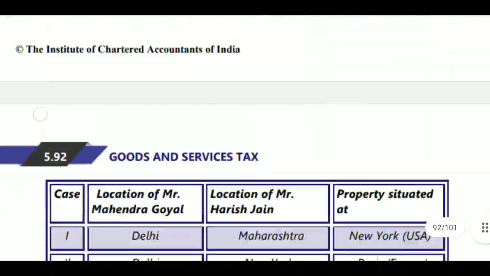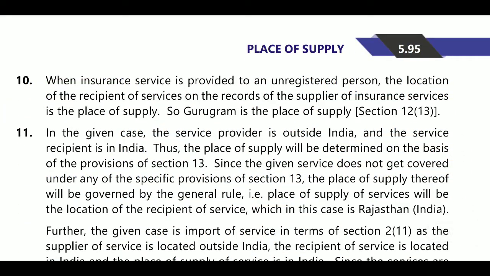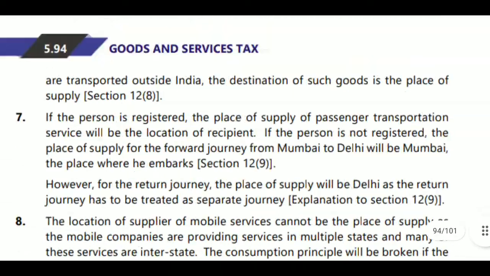So question number 10. When insurance service is provided to an unregistered person, the location of the recipient of service on the records of the supplier of insurance is the place of supply. So we are an unregistered person and we provide one address, and based on that address they find the place of supply. We are taking the insurance policy at Gurugram, so Gurugram will be the place of supply as per section 12. Here there is an insurance service, and both the persons are located in India.